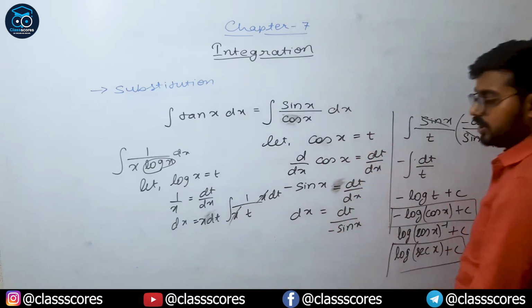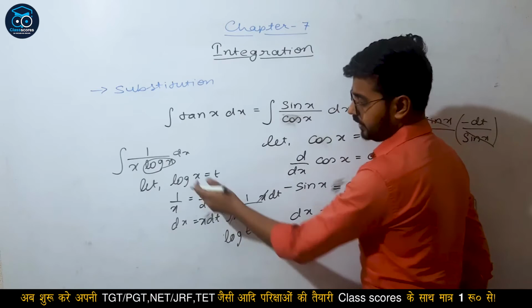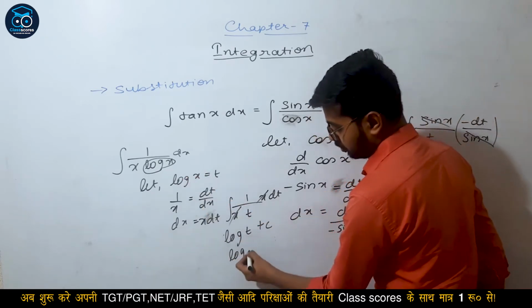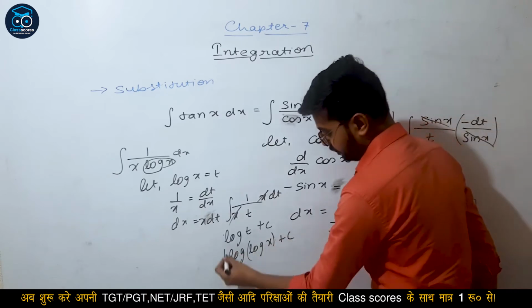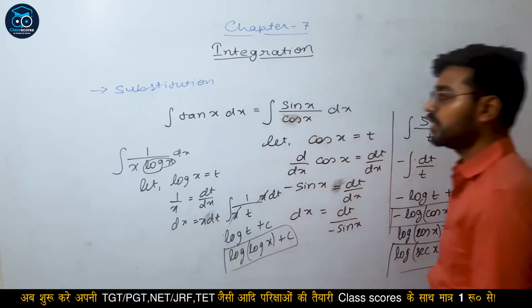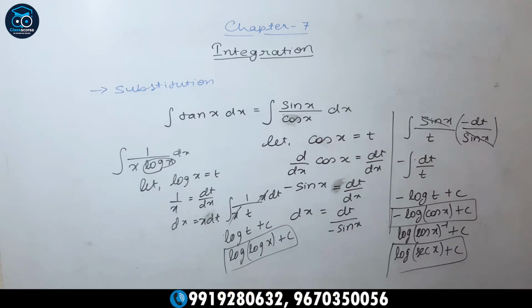x will cancel out. The integral of 1 upon t is log t plus c, and the value of t is log x. So the answer is log x plus c. Clear? So this is basically the substitution method. I hope it is clear to all of you.